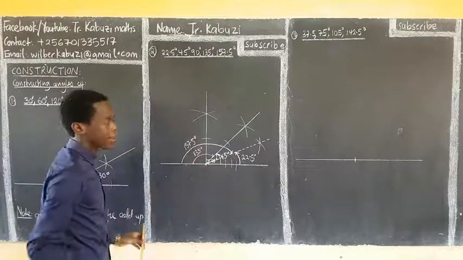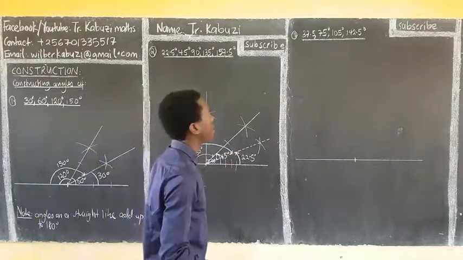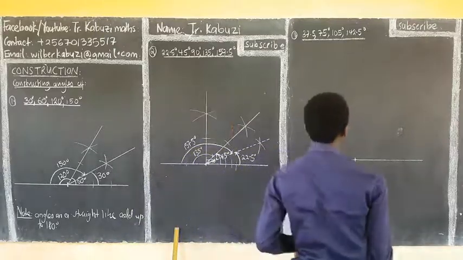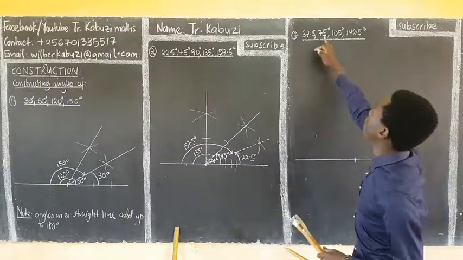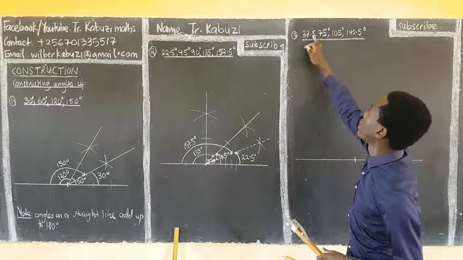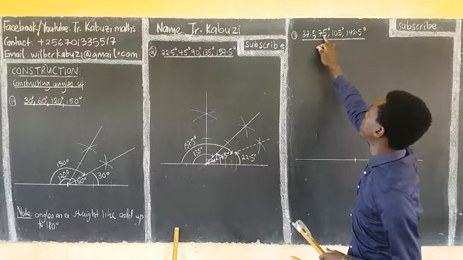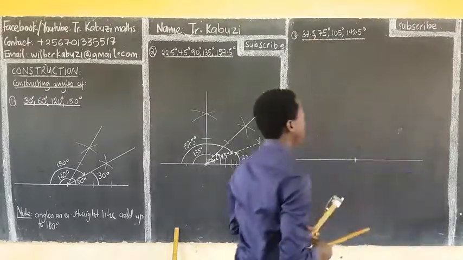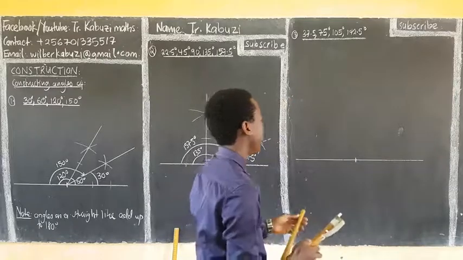Now when I come to this one, you see that I have 75, 105 and 45. Now you see the reference angle is this. So if I construct this, I can get this because I will just bisect this. Then the balance of this is this. So how do you construct 75? You start by constructing 90 degrees.